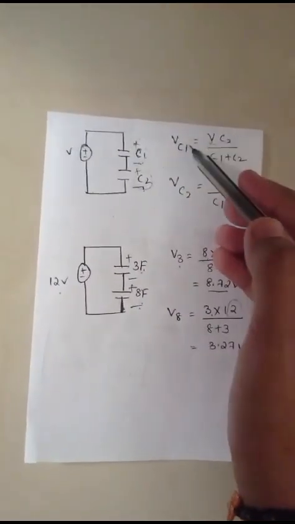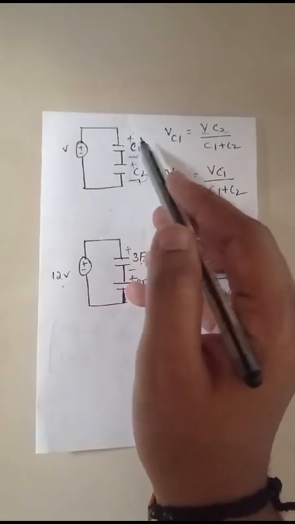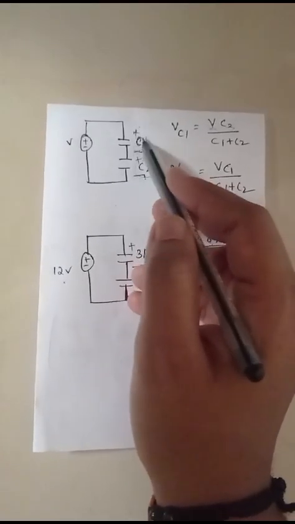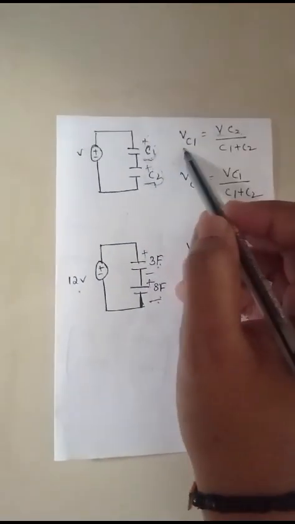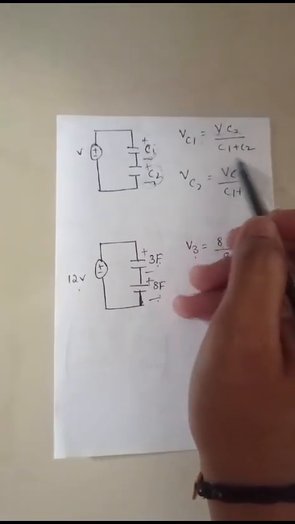But here, if you want the voltage across the C1 capacitor, the total voltage present at C1, then VC1 is equal to the total voltage into the other capacitor value C2 by C1 plus C2.